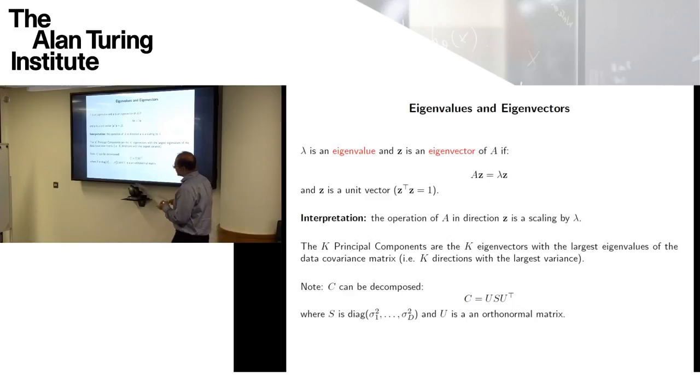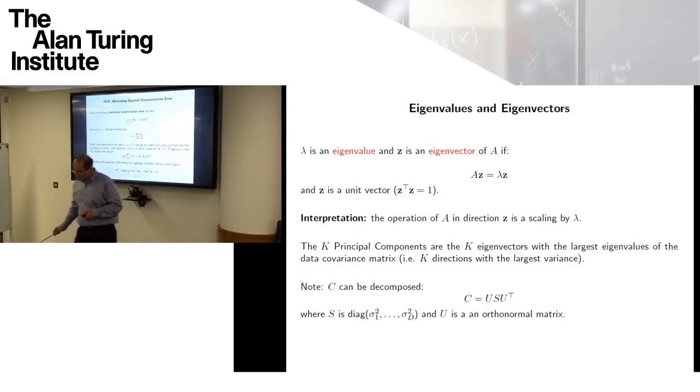Just as a reminder, because people have different kinds of backgrounds, it's useful to have this on one slide. If you have a matrix A, then lambda is an eigenvalue and z is an eigenvector of A if A times z equals lambda times z, and z is a unit vector, okay? Matrices are operations that you can apply to vectors, and an eigenvalue tells you properties of that operation. It says the operation of A in the direction z is simply a rescaling by lambda. That's what an eigenvector is, peeking at the way in which the matrix operates on different directions. And the k principal components of a covariance matrix are the k eigenvectors with the largest eigenvalues of that data covariance matrix.